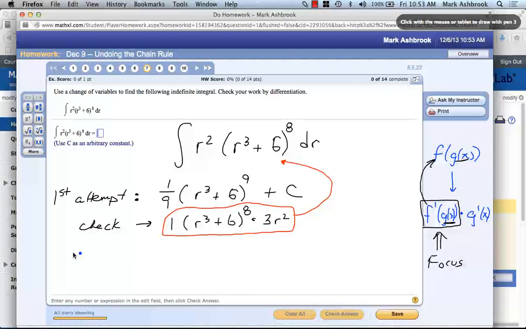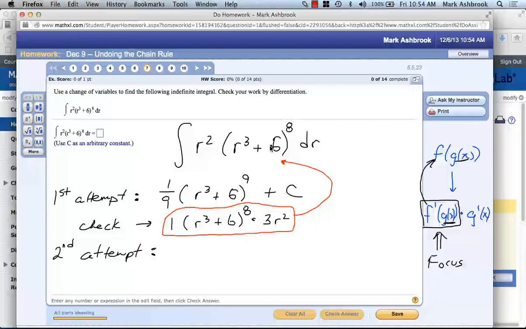Now that we've seen how our derivative compares to what we started with, how would you adjust the first attempt? Instead of r squared, would it be 1/3 r cubed? You want it in parentheses? No, because then if we take the derivative, we'll have 1/3 r cubed in the parentheses. That doesn't work. You see? Because you're leaving the inside the same. Right. So what do we need?